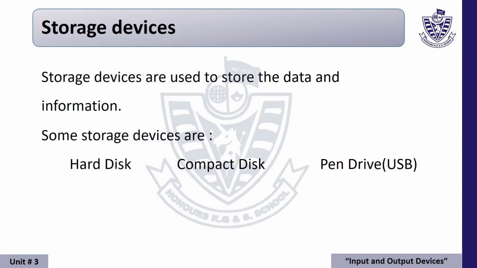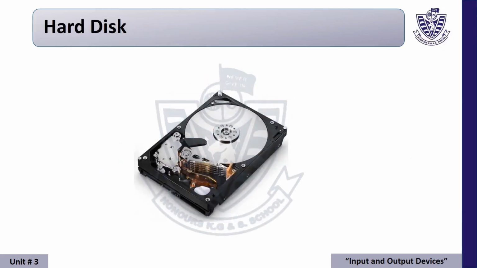Storage devices. Storage devices are used to store the data and information. Some storage devices are hard disk, compact disk, pen drive, USB. Hard disk. It stores all the data of the computer system. Hard disk is present inside the CPU box.